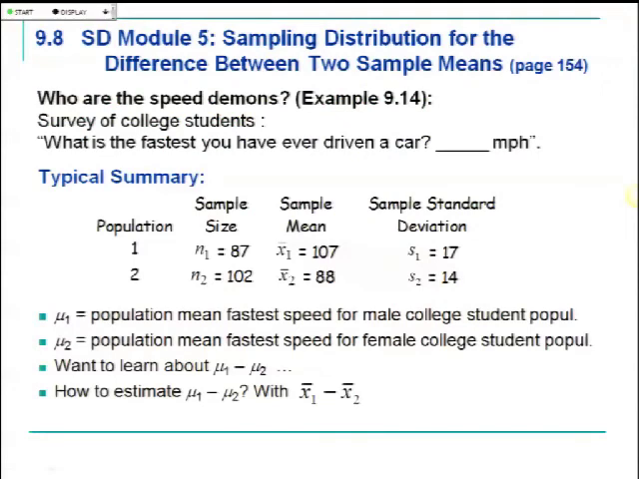How fast have you ever driven a car? That was asked of college men and women. And you've got a summary of some of those results. Top of page 140. Males versus females. The average for the males, there were 87 males in this study, 107 miles per hour. The average for females, 19 miles less, 88.